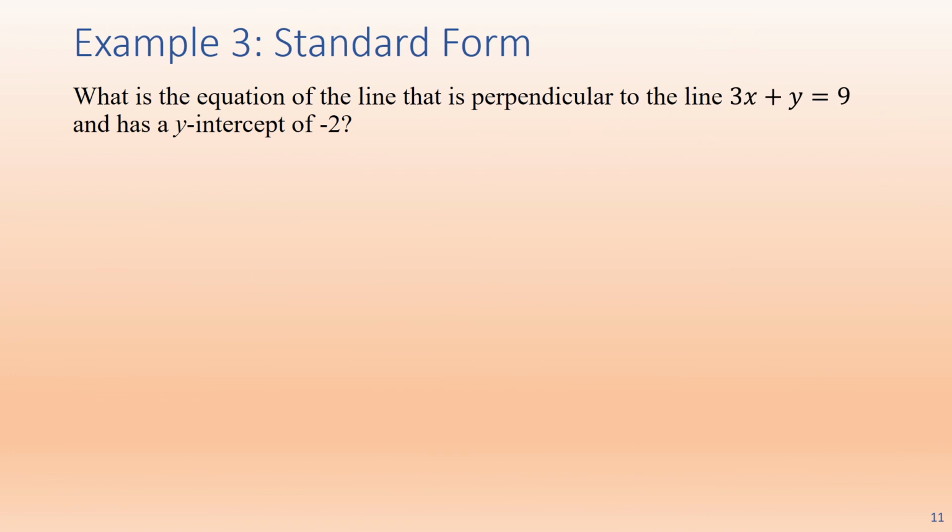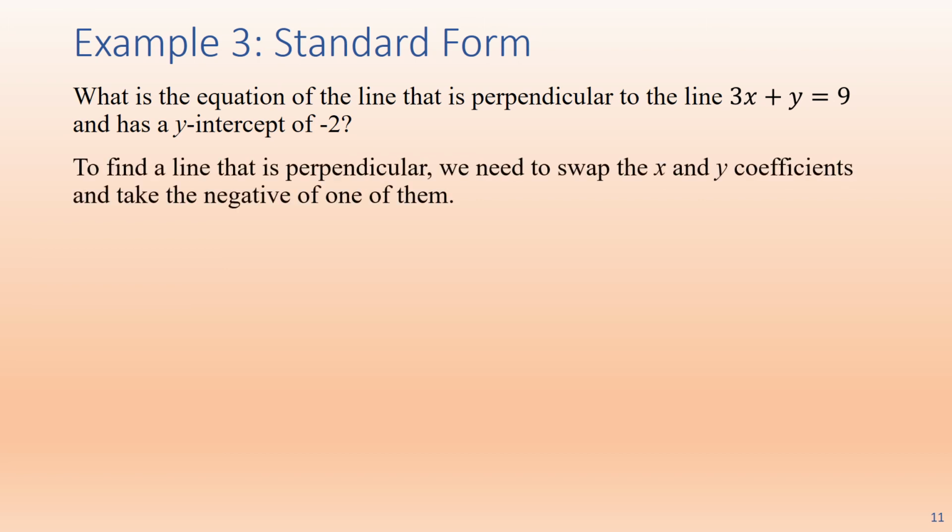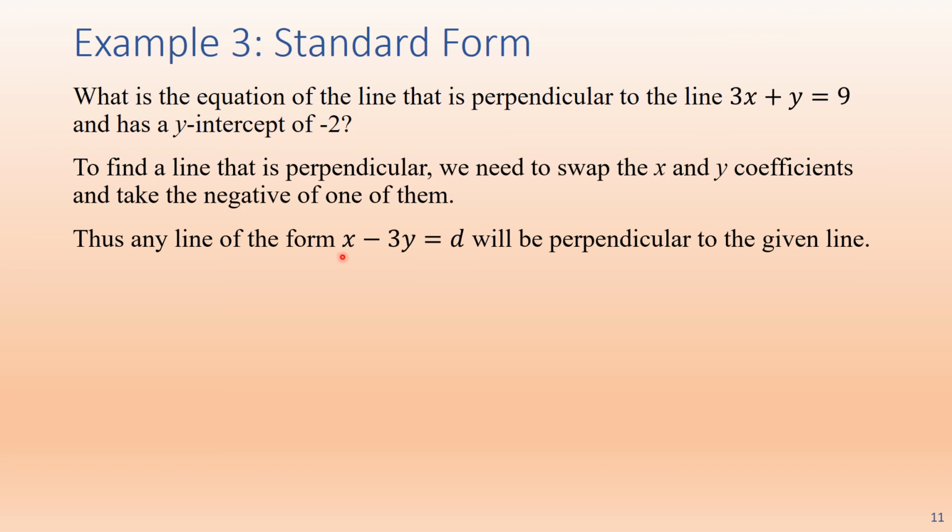In this example, we're asked to find a line that's perpendicular to this given line that has a y-intercept of -2. And so what we need to do then is to find a line that's perpendicular firstly, and we can do that by swapping those x and y coefficients. That's a 1y there, so if we change them around, we can make that a 1x, and we'll make that a -3y. We need to change the sign of one of those coefficients, and we don't know what the d is yet, but we can find that using the fact that the y-intercept is -2.